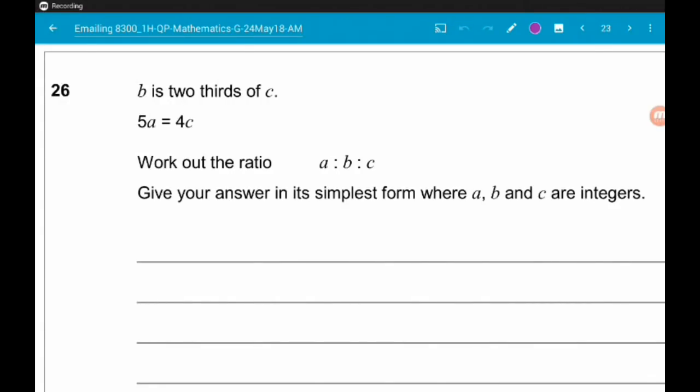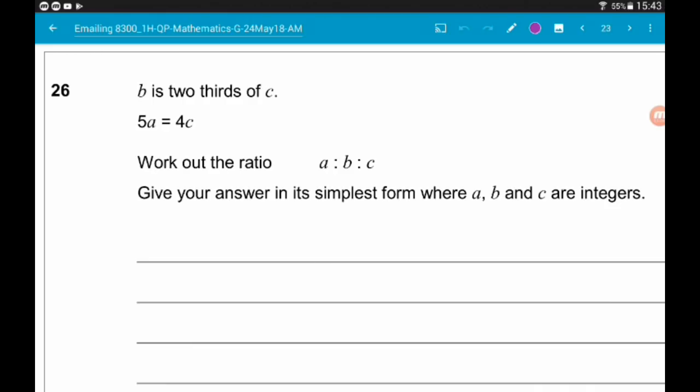26, we got some ratio fun. So B is 2/3 of C. 5A is equal to 4C. We want to work out the ratio A to B to C, giving our answer in its simplest form where A, B and C are integers. So basically we're given two equations. We're going to want to turn each equation into a ratio and then combine those ratios.